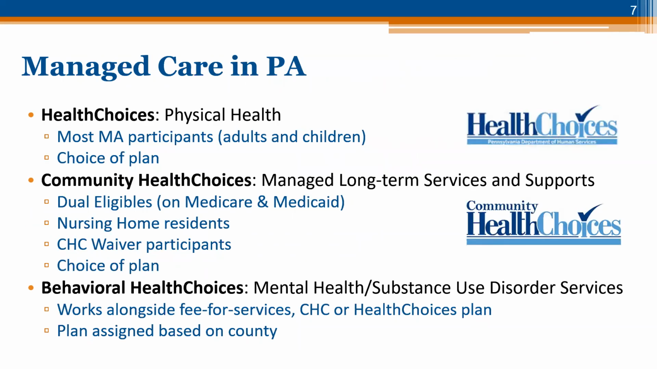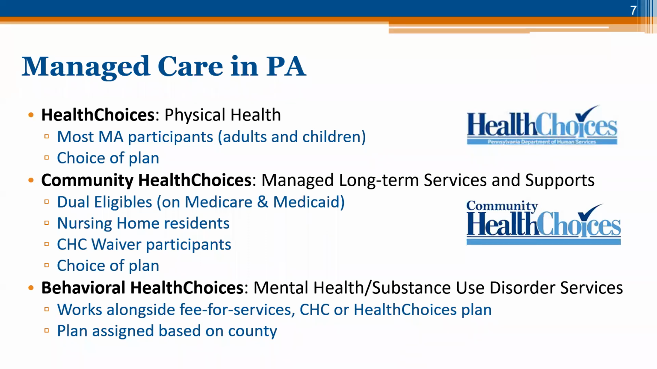So in Pennsylvania, there are 3 different types of managed care plans for Medicaid. There's HealthChoices, just regular HealthChoices. We sometimes call it Physical HealthChoices. And this covers any Medicaid physical health benefit. So this is your doctors, your surgeons, your dentists, vision, the basic medical, prescription drugs. And then people have a choice of plan they can enroll in. Then there's something called Community HealthChoices. This is the newest type of managed care. And this is really managed care for people who are on both Medicare and Medicaid, but it's also for people who are in nursing homes and people who are getting Community HealthChoices waiver, so that home and community-based services like home care, personal assistance services, or home modifications.